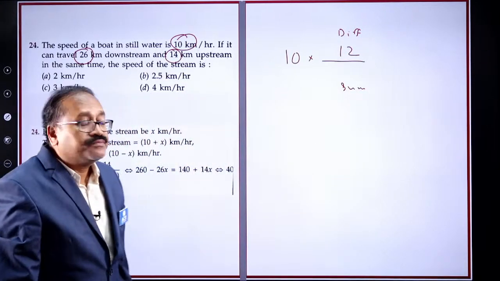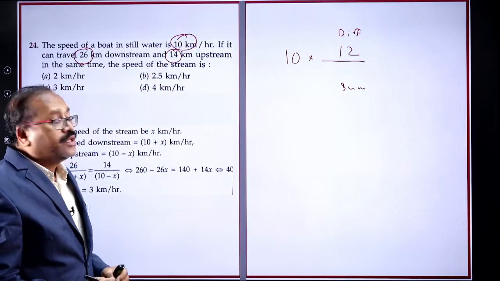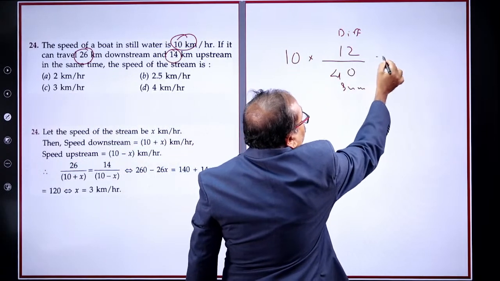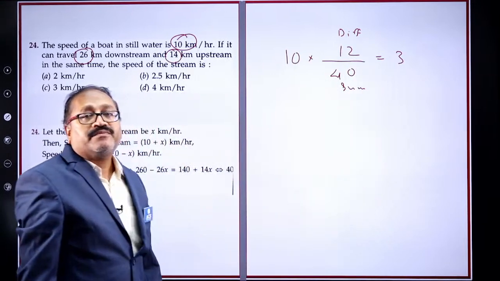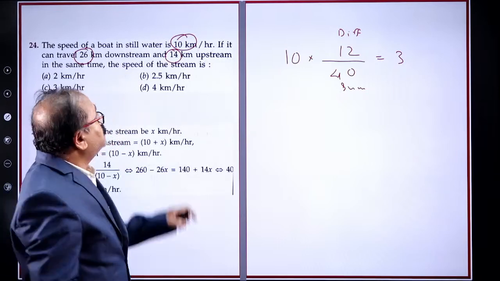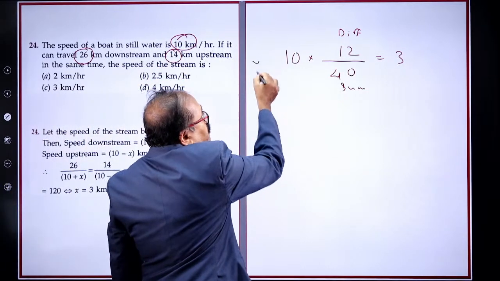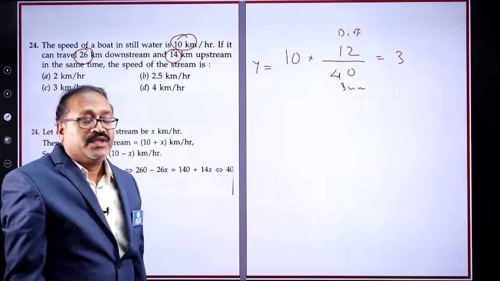And what is the sum? The sum is 26 plus 14, that gives us 40. And this 3 gives us, that's 4 times, and then 3. This is the speed of the stream. Speed of the boat I already know, and this is the speed of the stream, which by default we consider y. You got it? Okay.